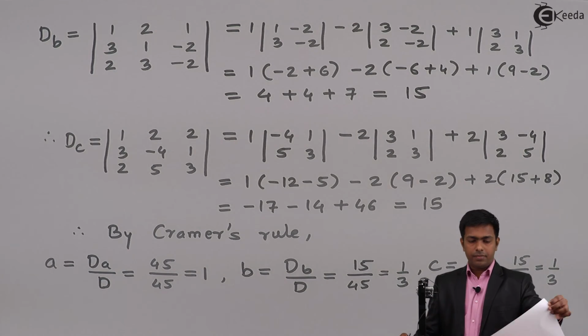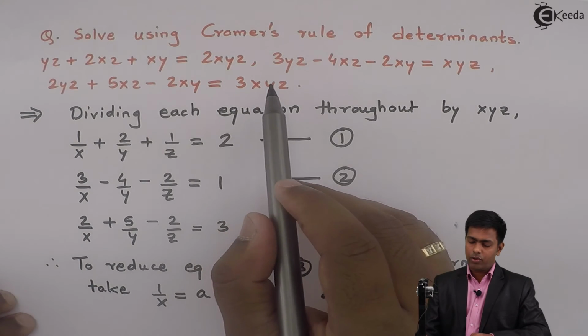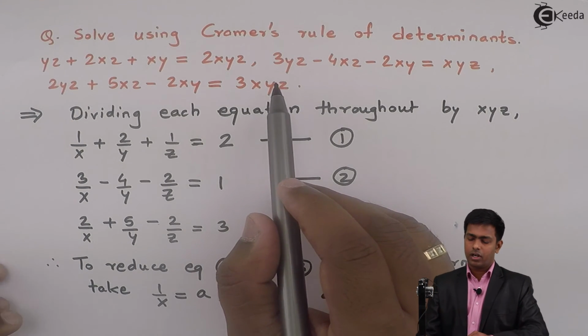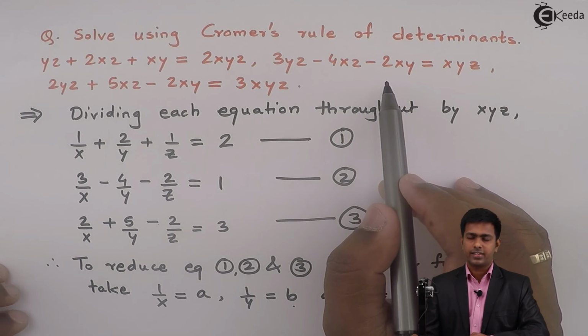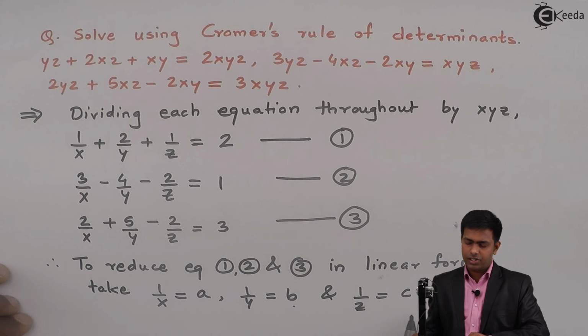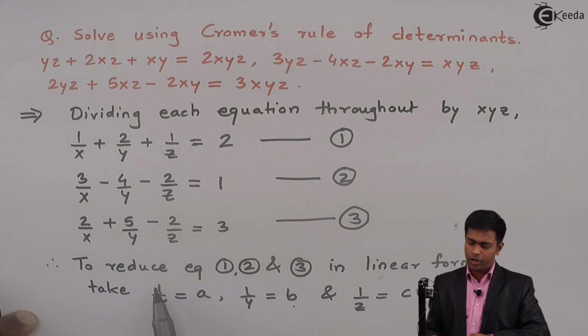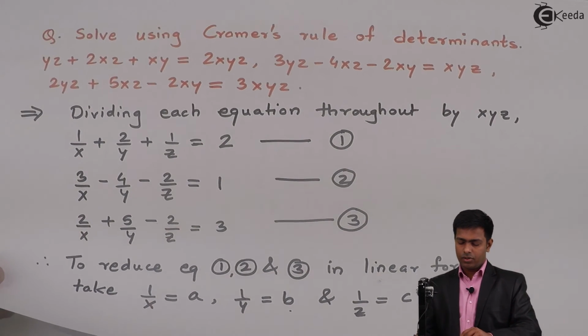But if you look at the question, we have the question in terms of x, y, z. Hence we have to find out the value of x, y and z. So now we will make use of these relations. We assumed that 1 upon x is A, 1 upon y is B and 1 upon z is C. So I will substitute the values of A, B, C over here.